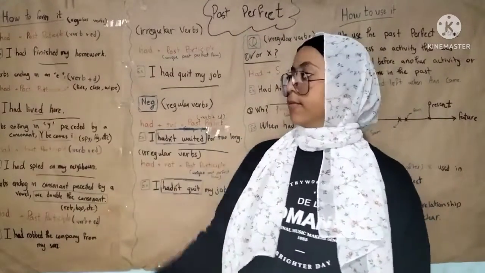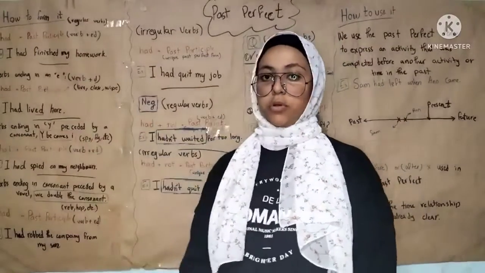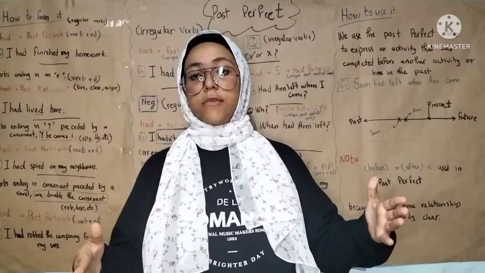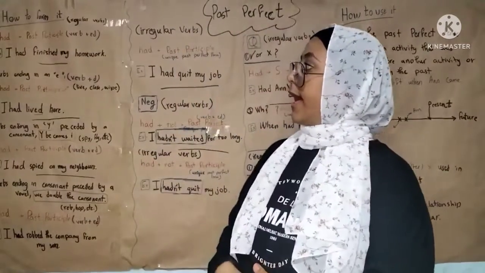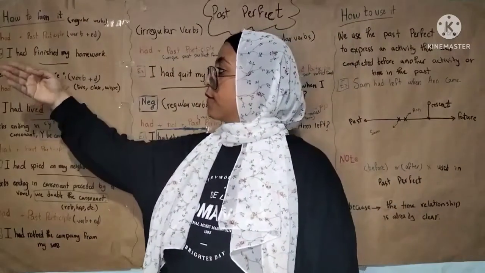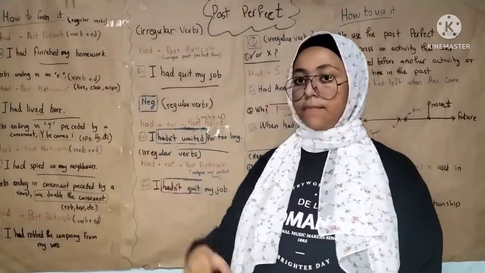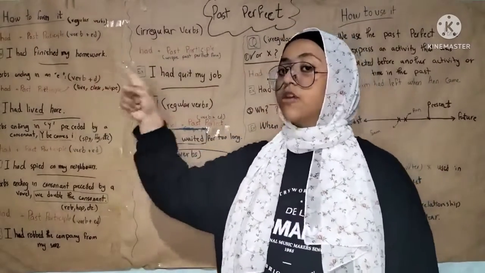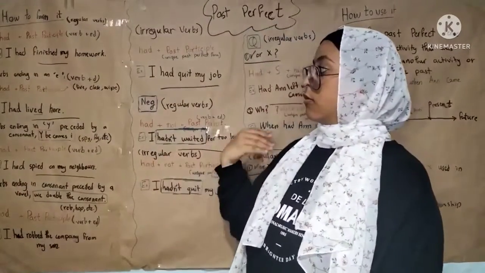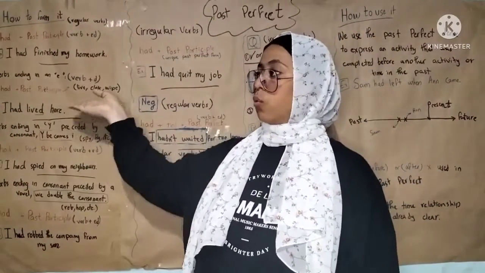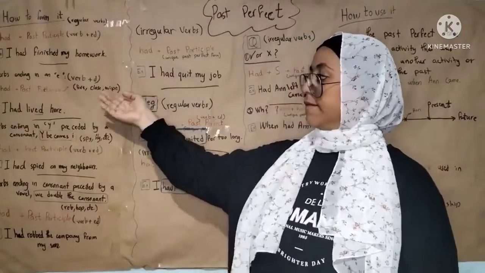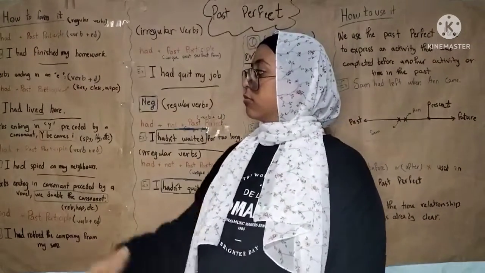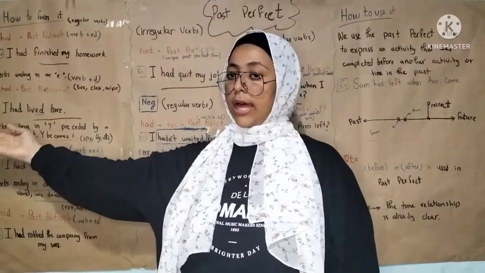So, for example, I had finished my homework. We have three states to add the ed to the verbs. For example, verbs ending in an e. So we have the infinitive form of the verb plus the d, like close, wipe, or live. Had plus past participle. For example, I had lived here.